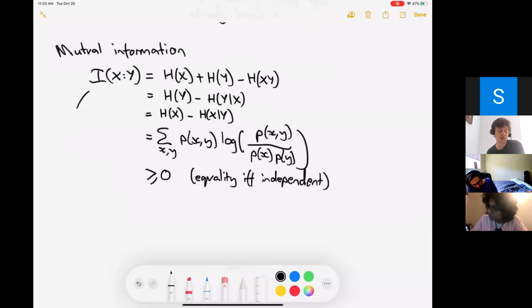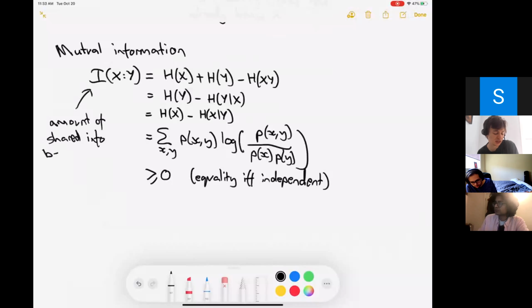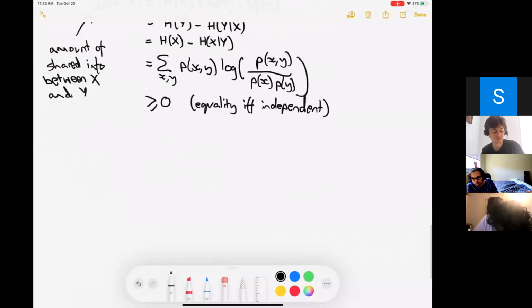So this measures the amount of shared information between x and y, right? It's the amount of overlap between the information in x and the information in y. Okay, that was a lot of definitions in a short space of time. So let's see an example.